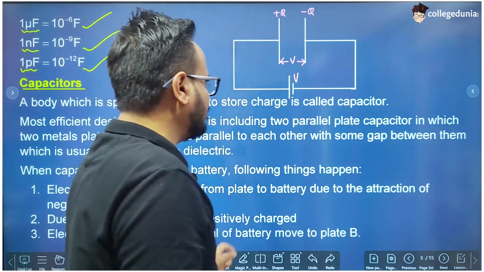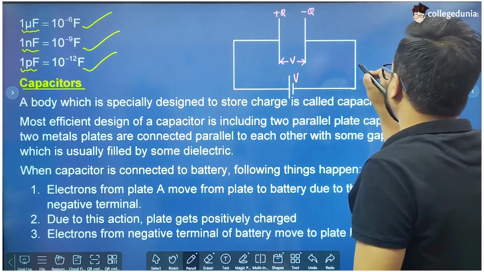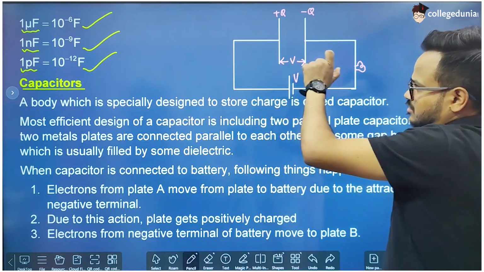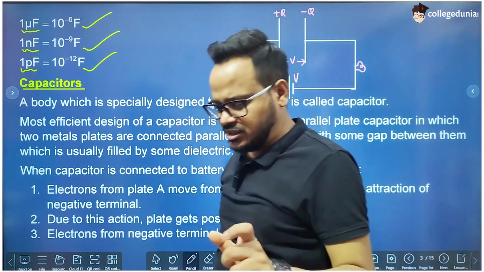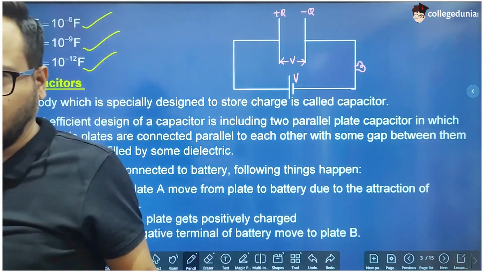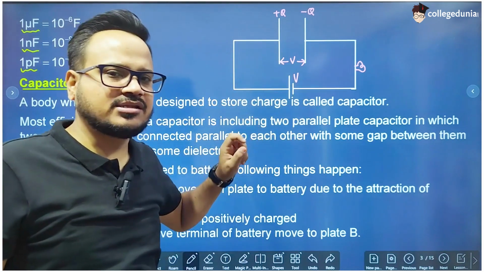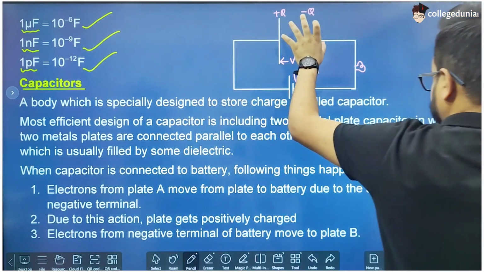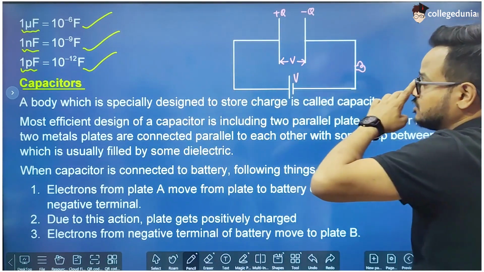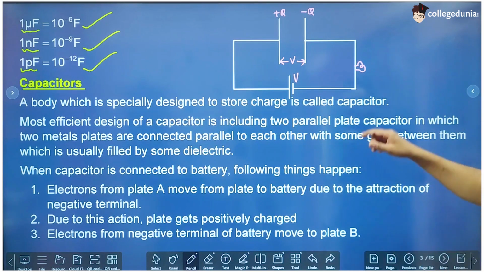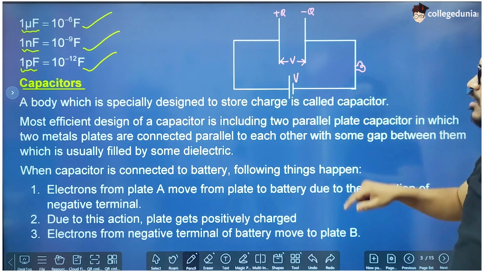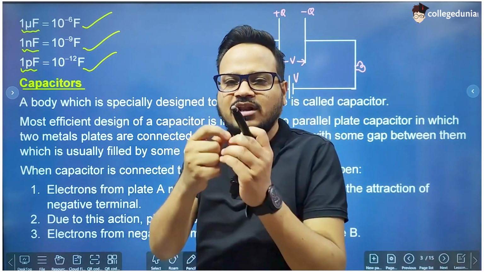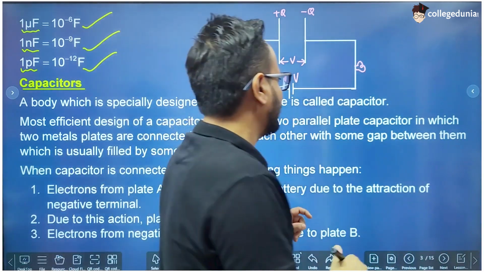So what happens, suppose a small bulb was attached in this circuit, and this charging process takes a fraction of a second. This whole process takes less than 1 second. So what happens? You have connected an uncharged capacitor with a battery. Now when the switch is on, this bulb will glow just for a fraction of a second and then it will go off.